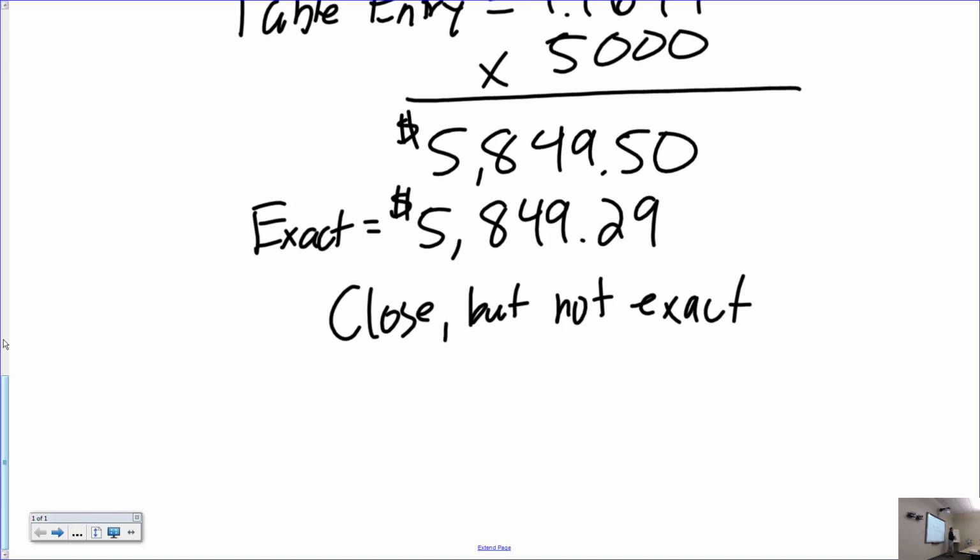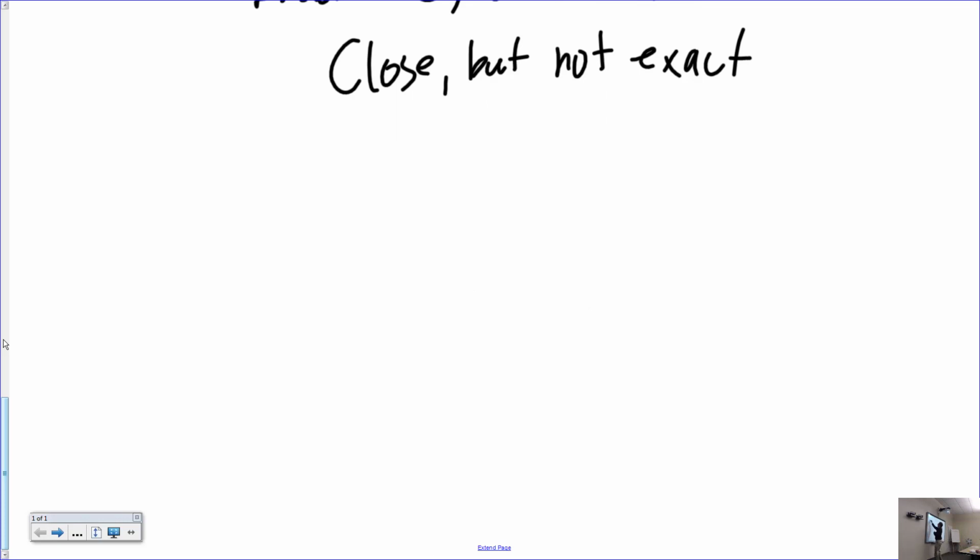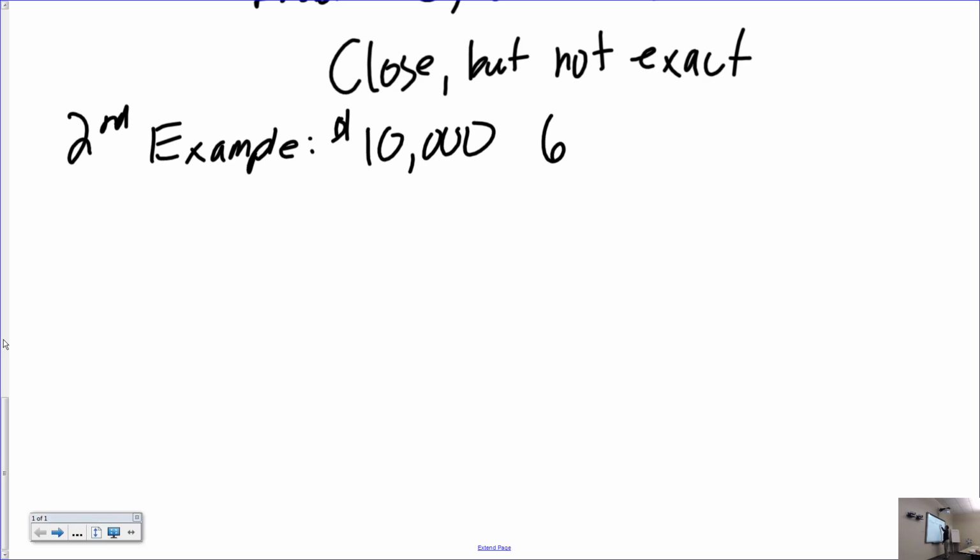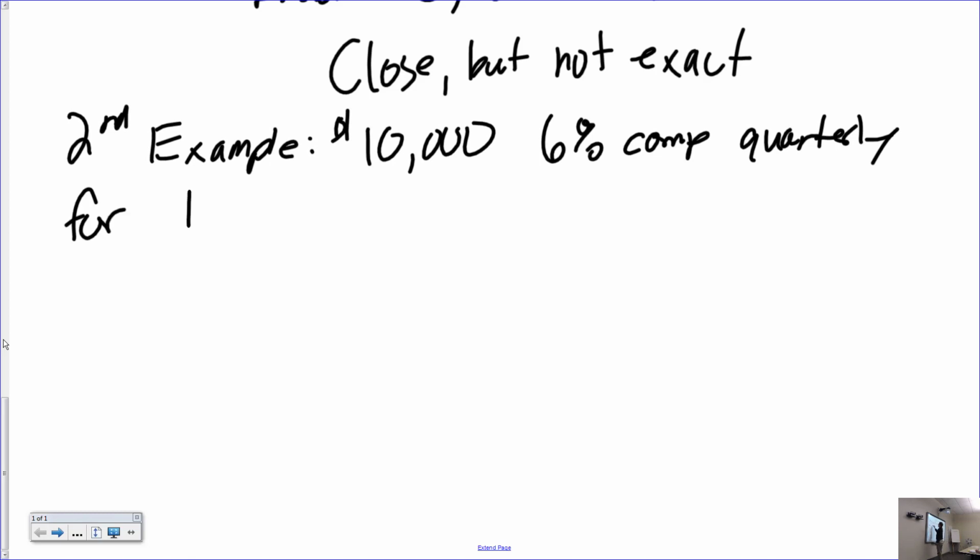Alright, so what was our second example that we did last time? Invested $10,000, 6% compounded quarterly for 1 year. Okay, so now let's use the table to do this, okay?